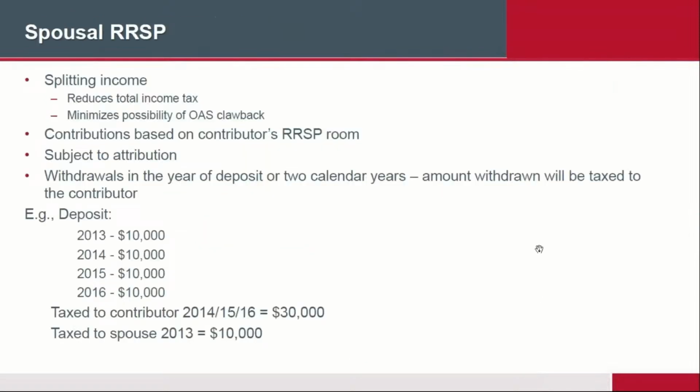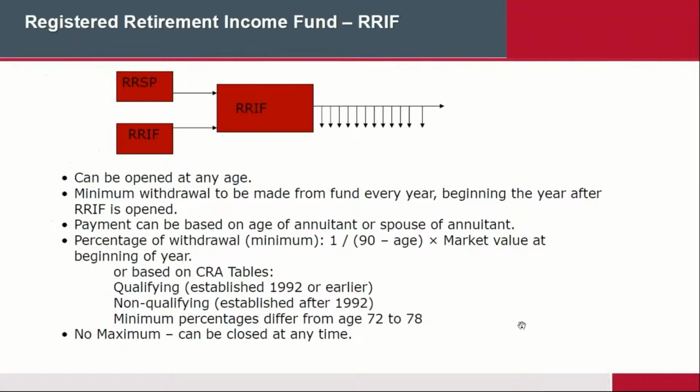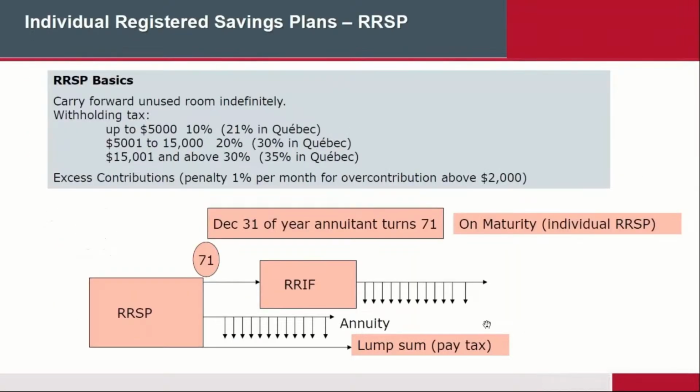So what you do is, let's go back. Sorry, pushed the wrong button here. My apologies. So your RSP, you can buy a RIF. So at age 71, it starts giving you an income for the rest of your life, basically. You can buy an annuity, okay, that gives you an income for the rest of your life.